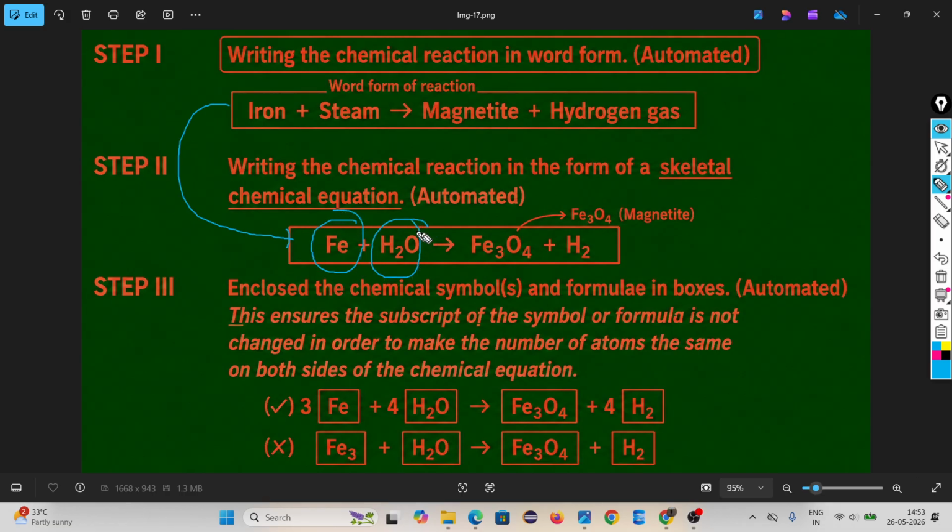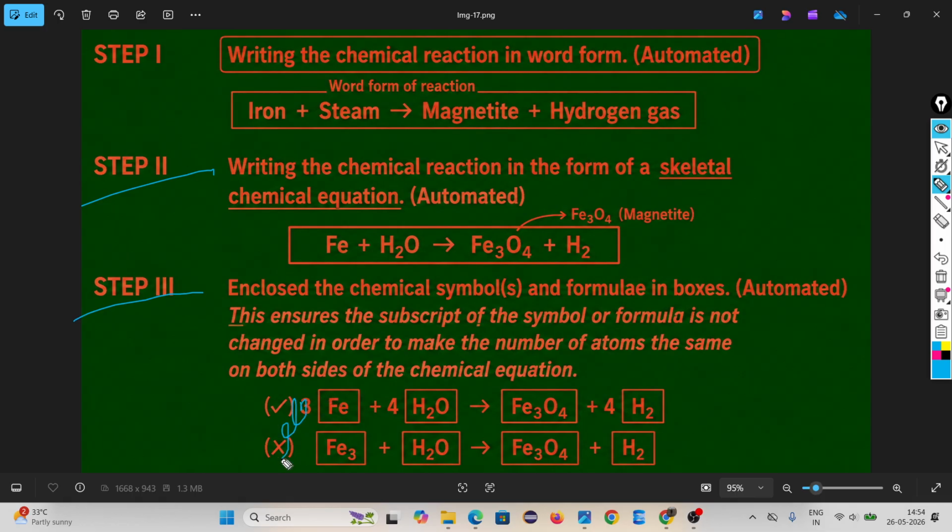Iron plus steam gives iron oxide, also called magnetite. Remember, iron has two valences: one is Fe2+, one is Fe3+. In this chapter you are not learning how to write reactions, that is the upcoming chapter. In this chapter we are introducing chemical reactions, how many types there are, and how to write them. Then step number 3, enclose the chemical symbols and formulas in boxes.